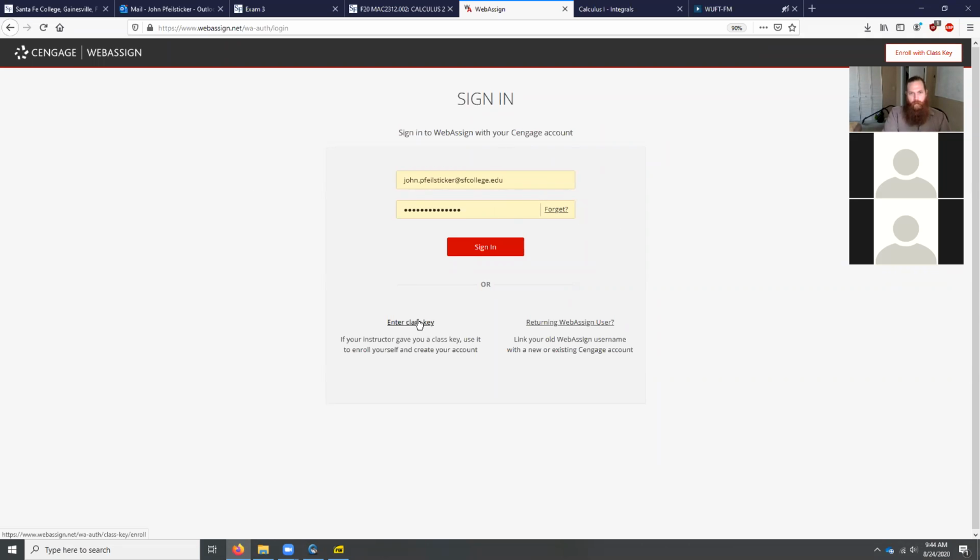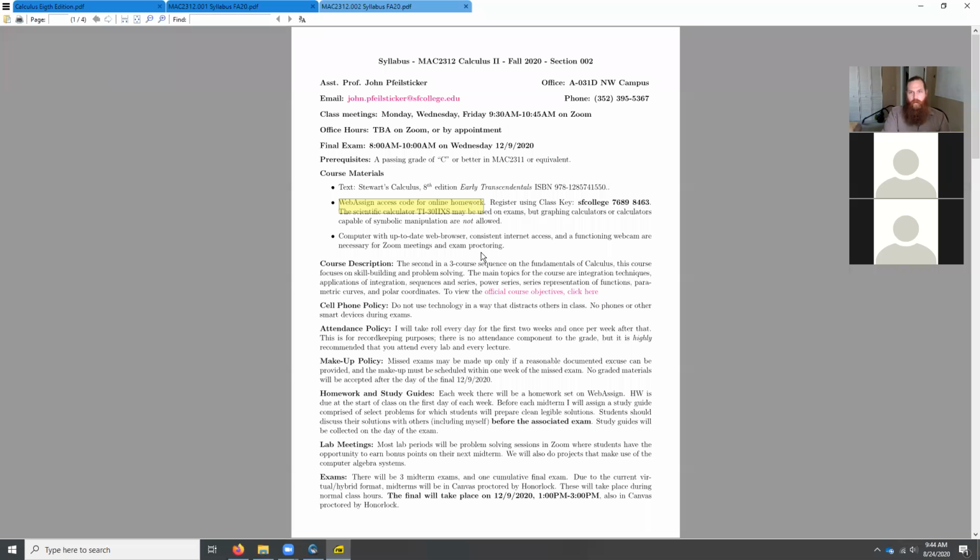And then later down the road, it will ask you for a class key. When it asks you for a class key, this is what you feed it. This is the class key to get into our WebAssign class. You will need to buy an access code. I think the access codes are somewhere in the neighborhood of $100. If you don't have an access code yet, you can sign up with a trial access.